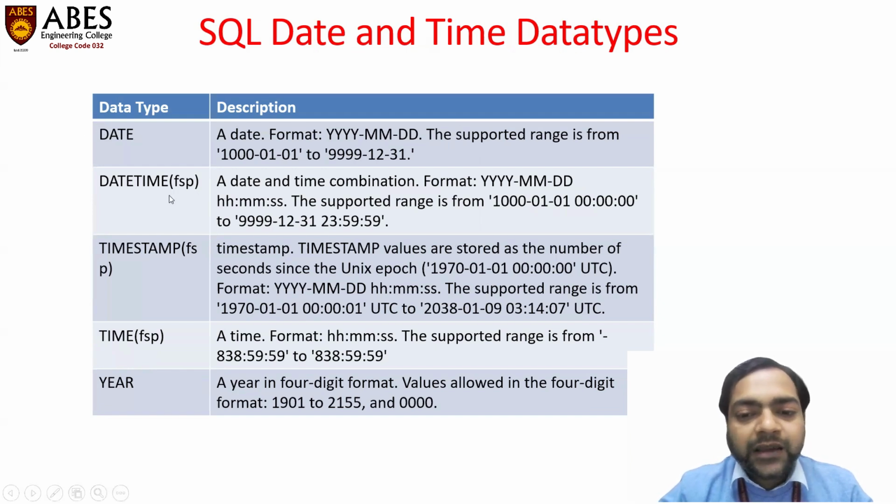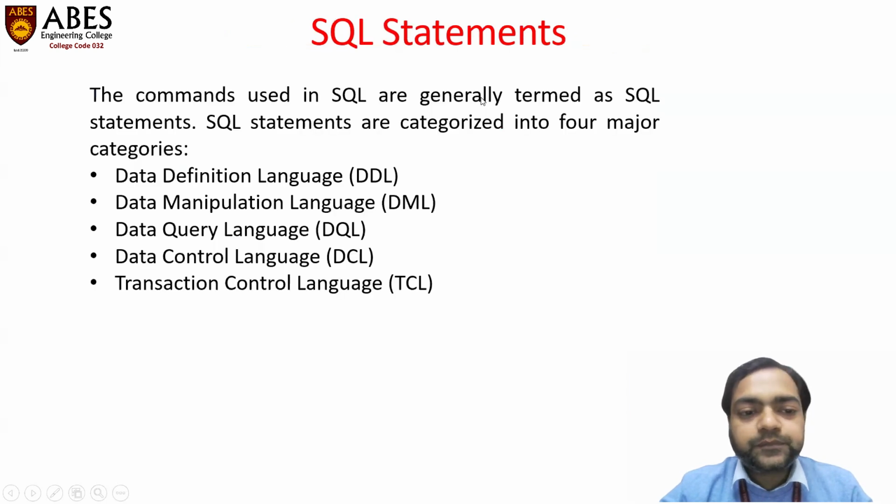We have date and time. So with date, we can also store the time, at what time the data is being stored and something else like that. We can also use timestamp, we can also use only time, and we can also use a year also. So these are some data types that can be used under date and time data types, right?